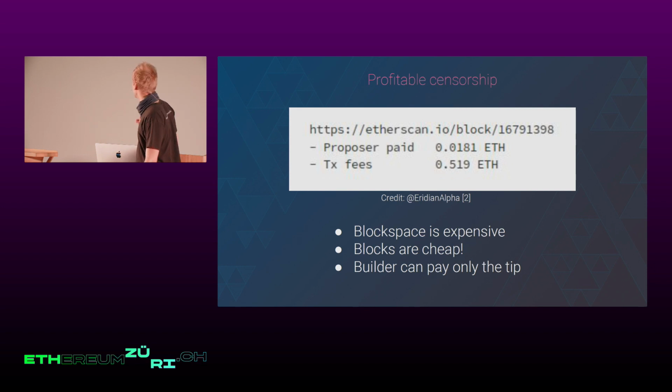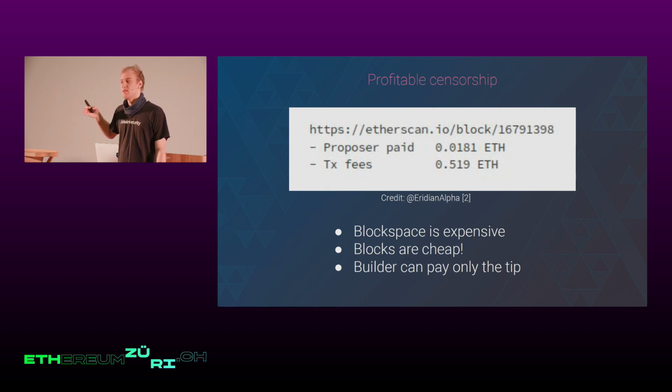So we have one example block here where the proposer was paid about 20 times less than what the total transaction fees paid were. So that means that block space, if you want to make a transaction, is expensive because you have to pay the base fee and the tip. But the blocks themselves are actually very cheap. You only have to pay the tip, right? And so that means that if, for example, you wanted to just create an empty block, you can forget about the base fee and you just pay the validator the tip, right?